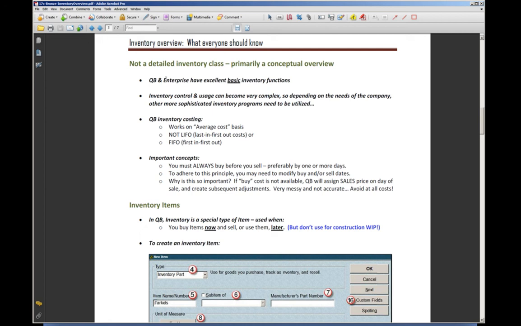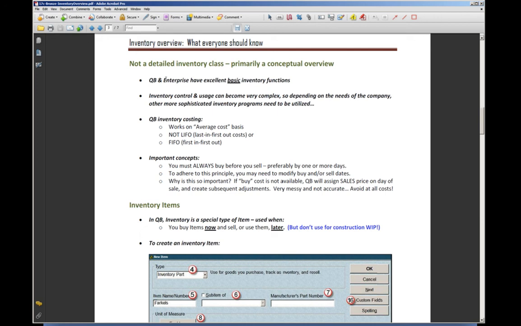It does not work on what's called LIFO, which is a last in, first out cost basis. If you went through accounting classes, you'd be familiar with LIFO, and the idea is that we cost based upon the most recent price that we paid for inventory. Or the FIFO basis, which is first in, first out, meaning that we would pull cost out of inventory based on the oldest things in our inventory that we bought first. So first in is going to be first out.